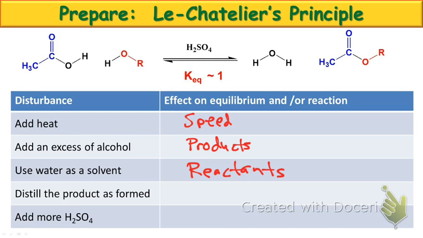What happens if we distill the product? What does that mean? What are we doing if we distill the product? Boiling it away. We're taking our product, we're turning it into a gas, and removing it from the reaction. If we remove product, what does that do to our equilibrium? Favors forming more products. Okay? What happens if we add more sulfuric acid? Absolutely nothing. Okay? It's a catalyst. It's not going to have any effect on our reaction.